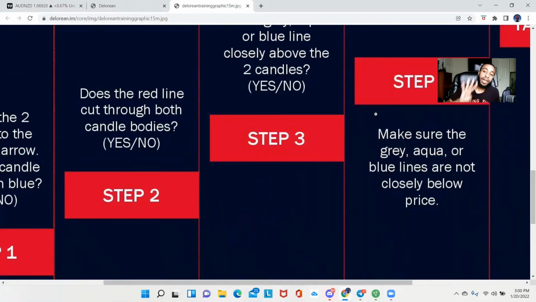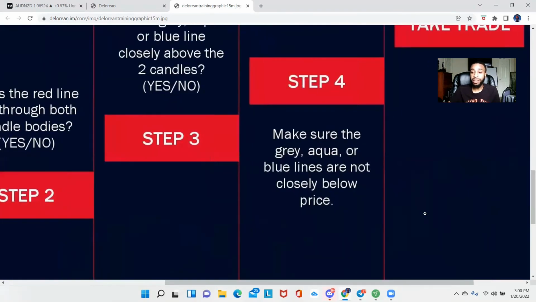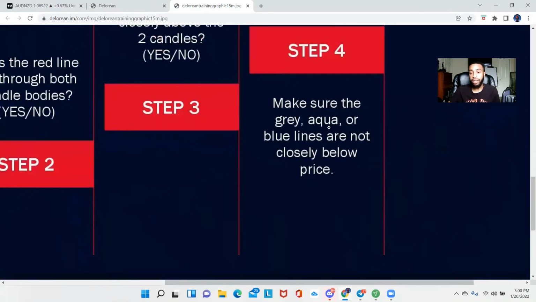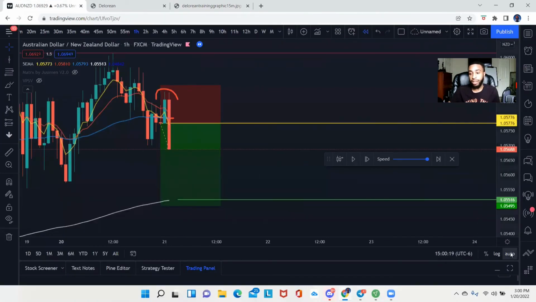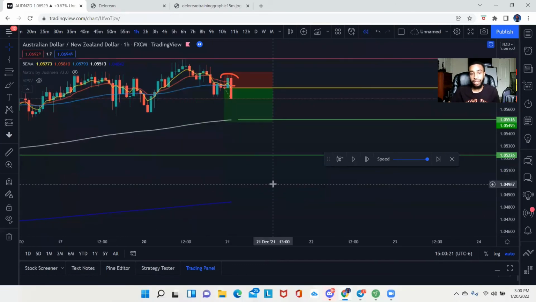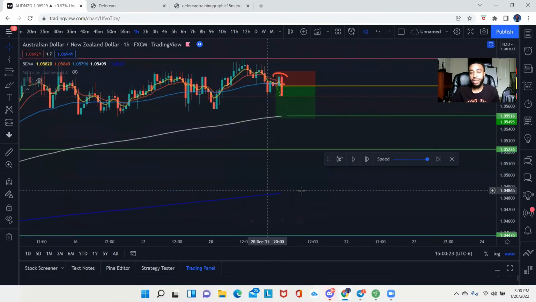Now we're on the 4th and final step, step number 4. Remember, if all 3 of those were a yes, but step number 4 is a no, then we can't take the trade. We got to throw it in the trash. But if step 4 is good, guess what? We can take the trade. Okay, so make sure the gray, aqua, or blue lines are not closely below price. Notice how the aqua is cutting through, so that doesn't count. So they just want to make sure that the gray and the blue are not closely below price.